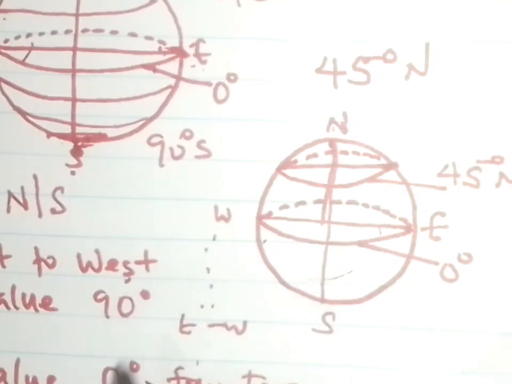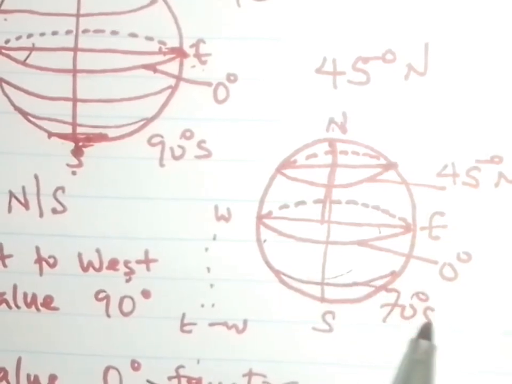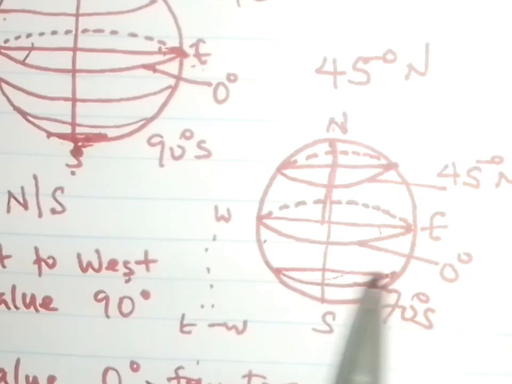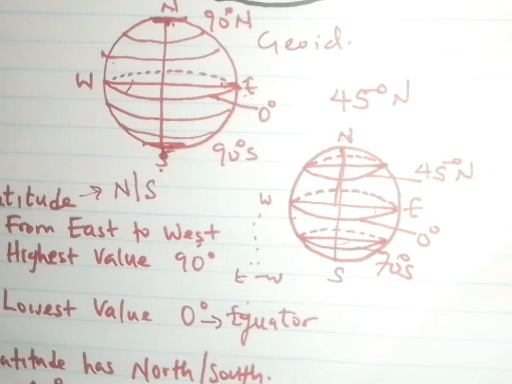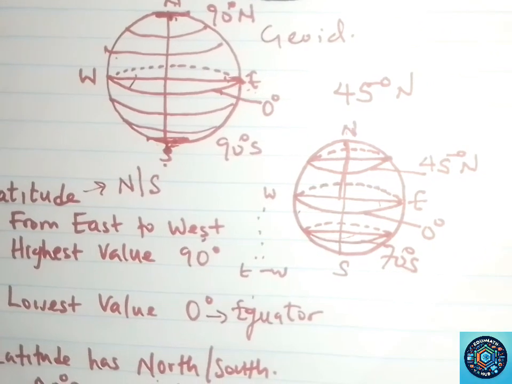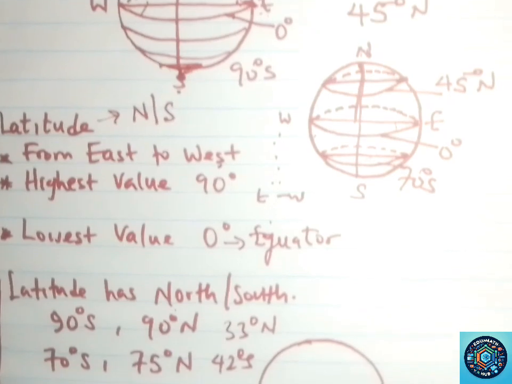Then we want to do 70 degrees south, for example. That will be down here, like this. This is 70 degrees south. Then you can join here and dot it like this. So that's how you locate any latitude. It's very, very simple.